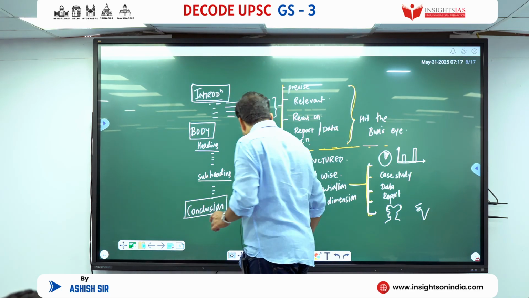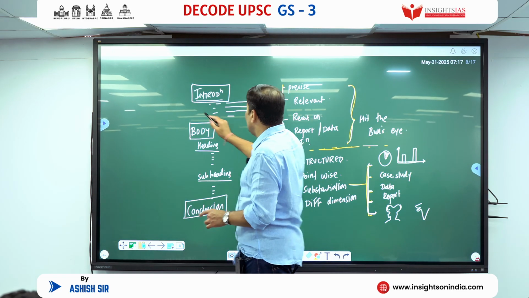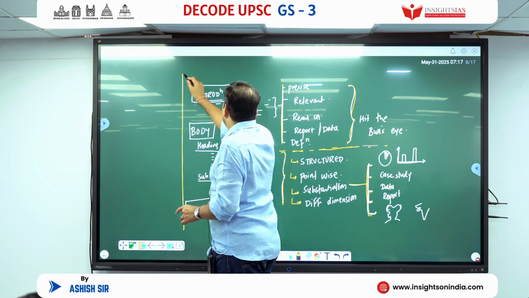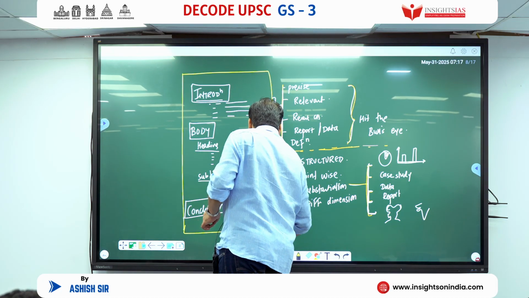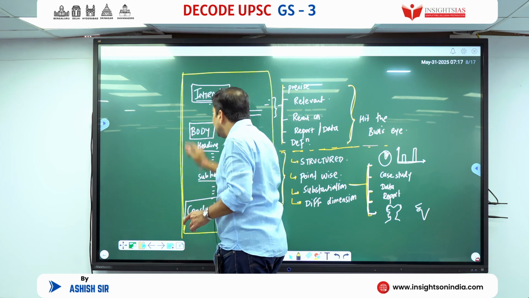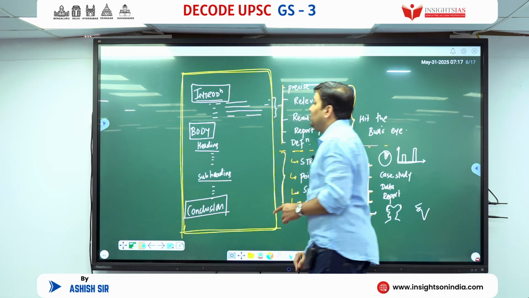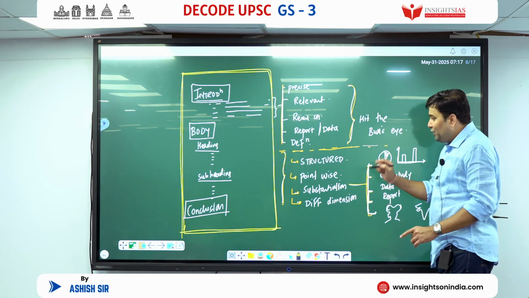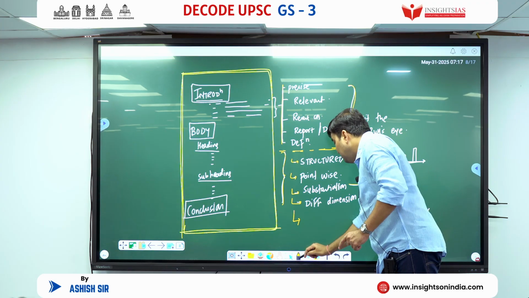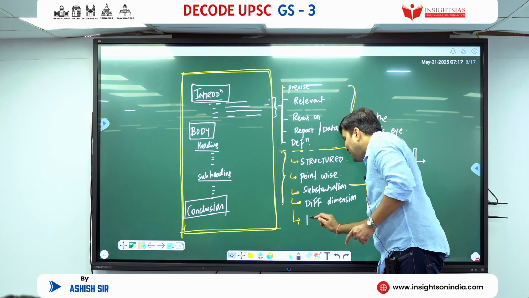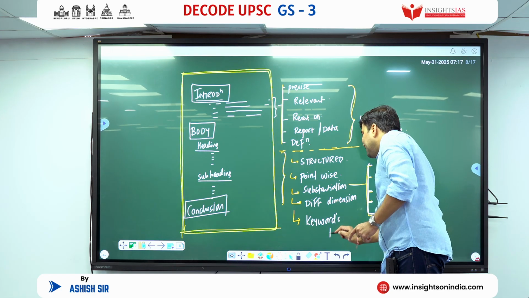And if you try to understand those things and include them, then this will be your answer sheet. This is your answer sheet. And one more point here, which I would like to note, is a very important point. When you are writing the body part, you should definitely include the keywords and highlight them.